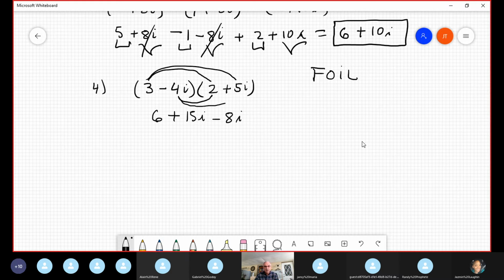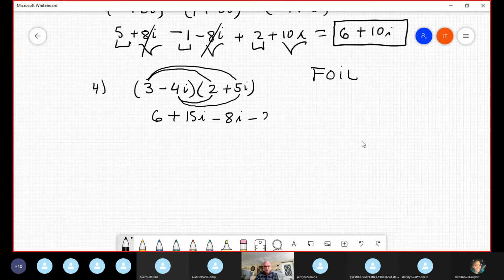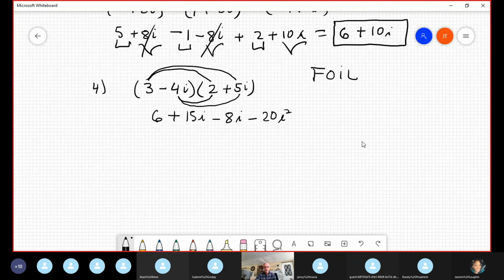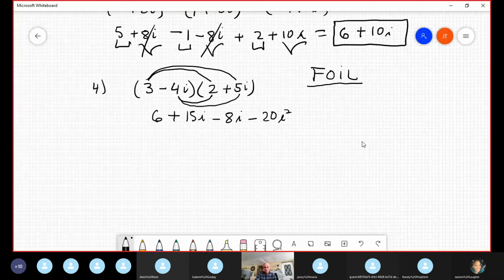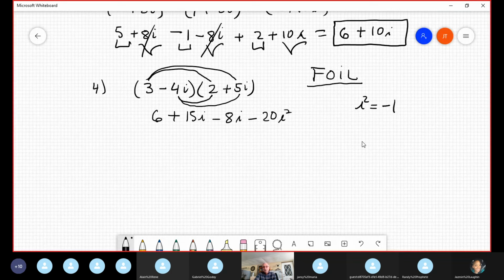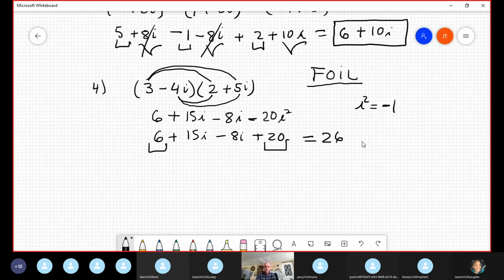Finally, negative 4i times 5i is minus 20i squared. Okay, I did FOIL. Of course, never leave it like that, because i squared is negative 1. We have a double negative, so it's 6 plus 15i minus 8i plus 20, because this negative 1 and this negative together become positive. So we combine the real part, 6 and 20, is 26. Positive both. And the imaginary part, 15i minus 8i is 7i.